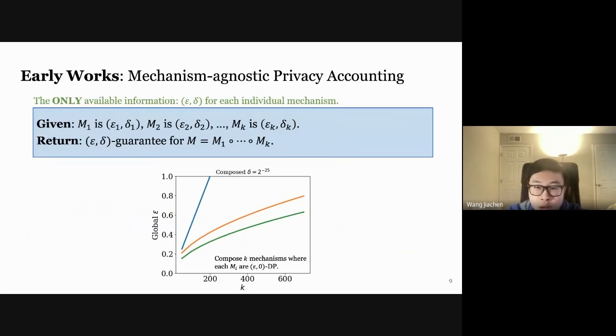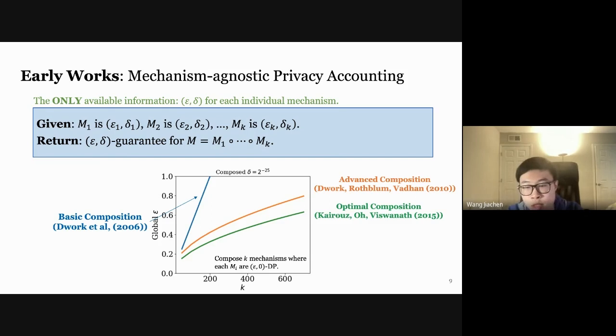Early works on privacy accounting focus on the mechanism-agnostic setting. They only require knowledge of the epsilon, delta parameters of each individual DP mechanism. This line of work includes the basic composition theorem, which says the privacy loss grows linearly with the number of mechanisms. And also the advanced composition theorem, which says that we can achieve a square root growth rate if we are willing to sacrifice a little bit in the delta term. And the optimal composition theorem has also been derived in the famous KOV paper.